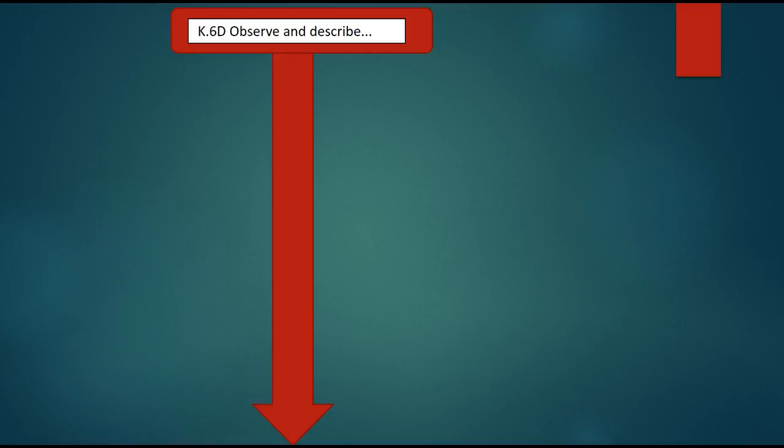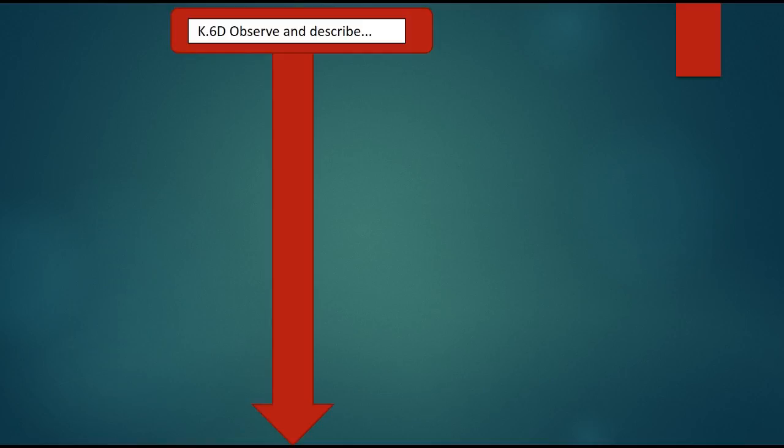As we start to look at the first standard, we might want to talk to students about what it means to observe and describe. Again, reminding them that we observe with our senses. So we see things, we feel things, we hear things, we smell things, we taste things when it's appropriate, and we can describe those using some describing words.